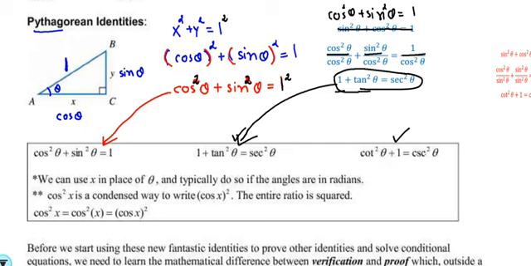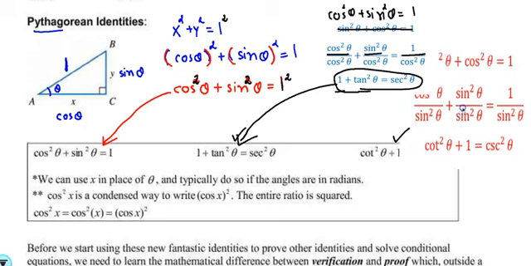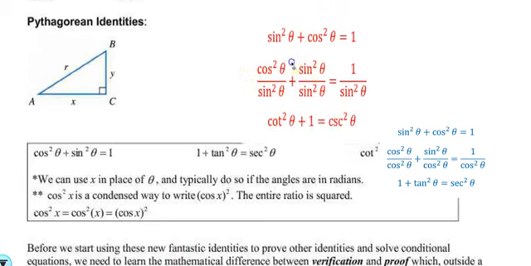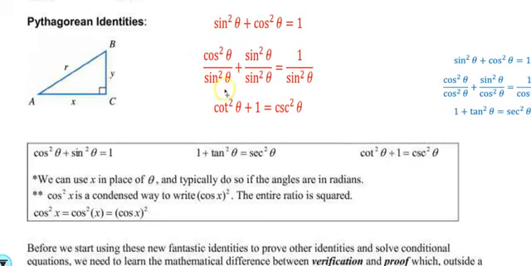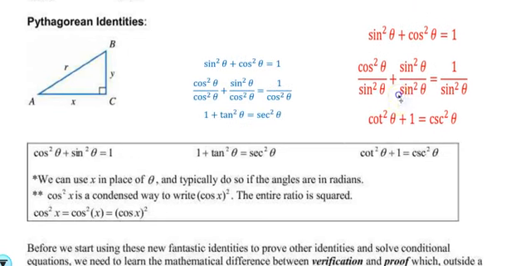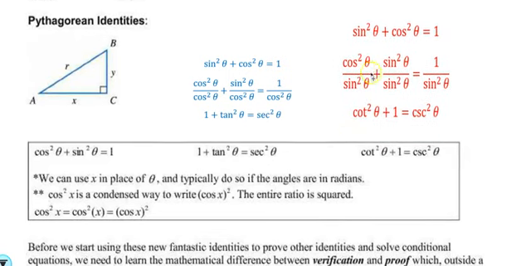You get the idea where the third one is coming from. You divide each side by sine squared. Cosine squared over sine squared is cotangent squared, sine squared over sine squared is 1, and 1 over sine squared is cosecant squared.